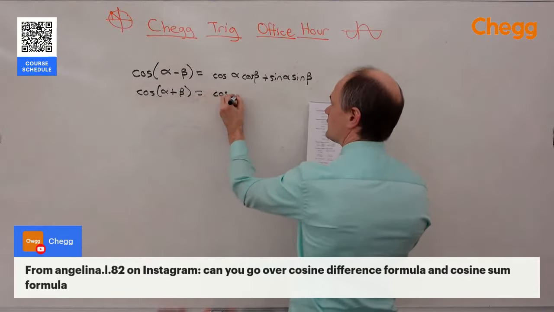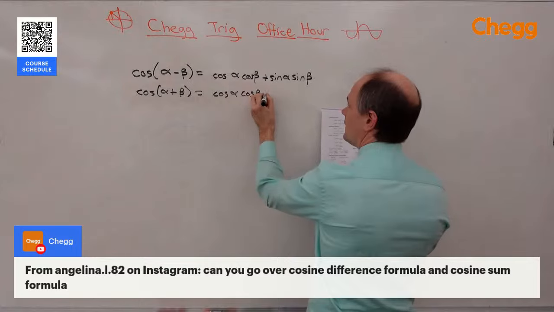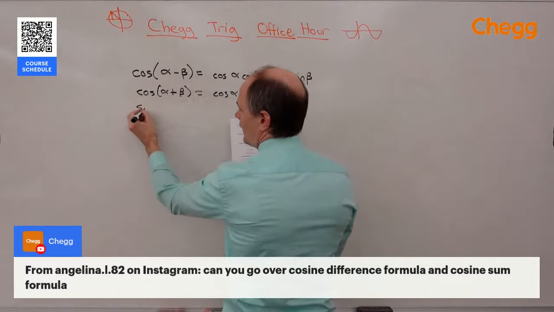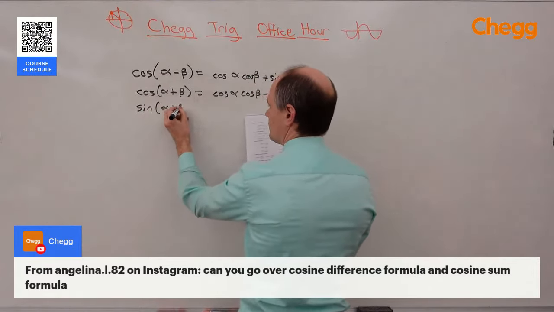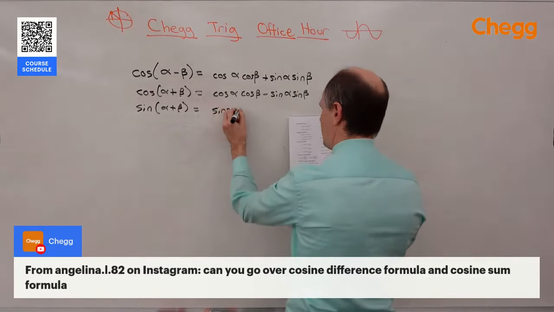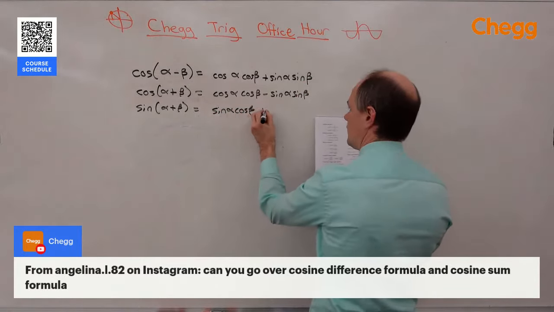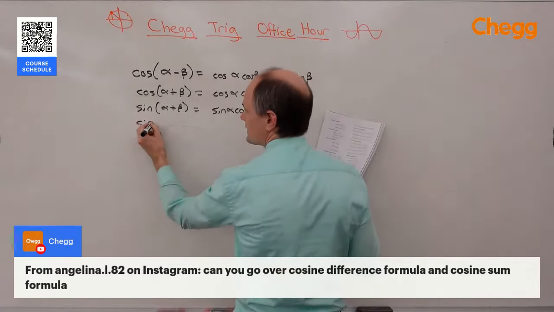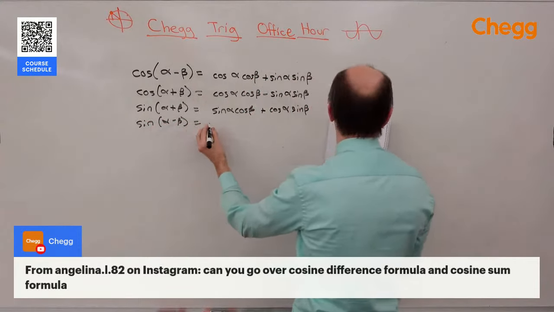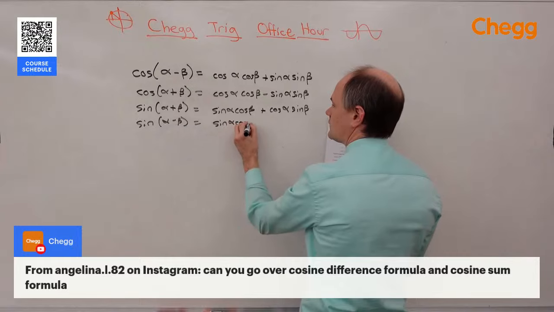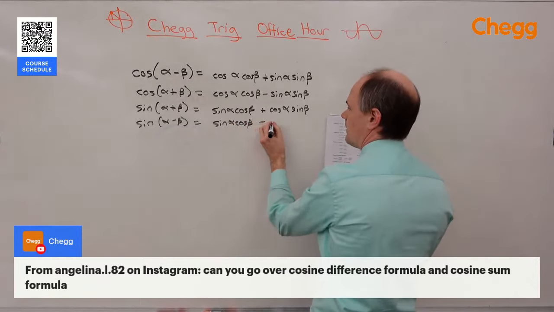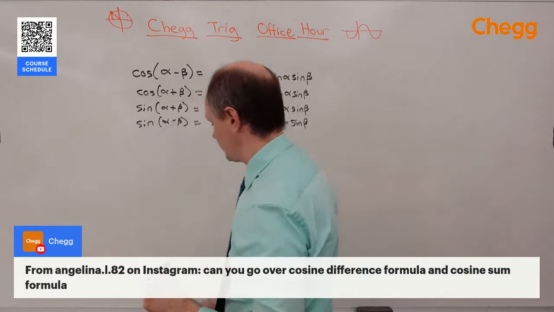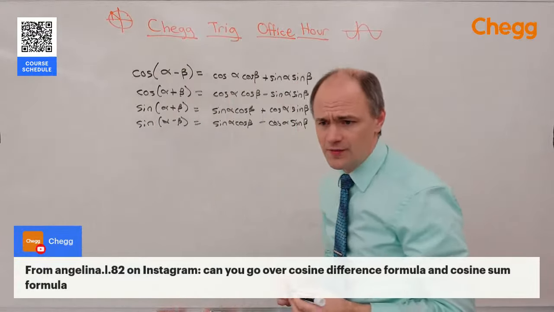Cosine of the sum would be the cosine of alpha cosine of beta minus the sine of alpha sine of beta. Then we've also got the sine of alpha plus beta. That is the sine of alpha cosine of beta plus the cosine of alpha sine of beta. And then we've got the sine of alpha minus beta is the sine of alpha cosine of beta minus the cosine of alpha sine of beta. So those are the formulas.